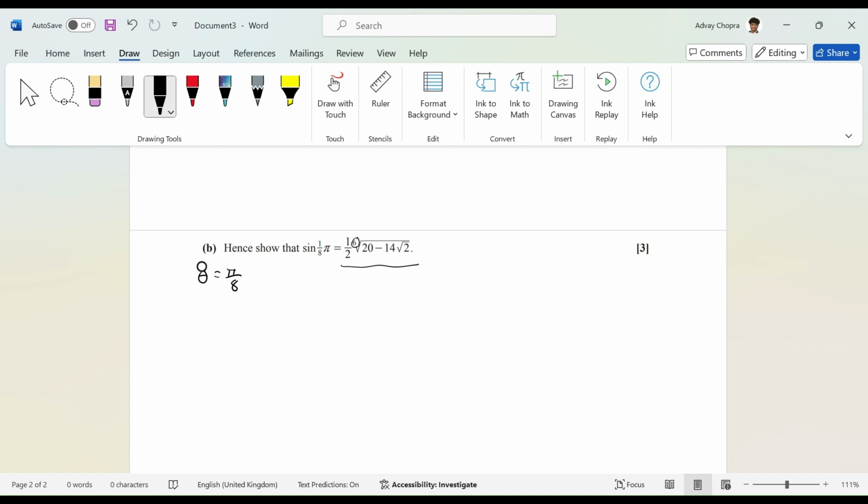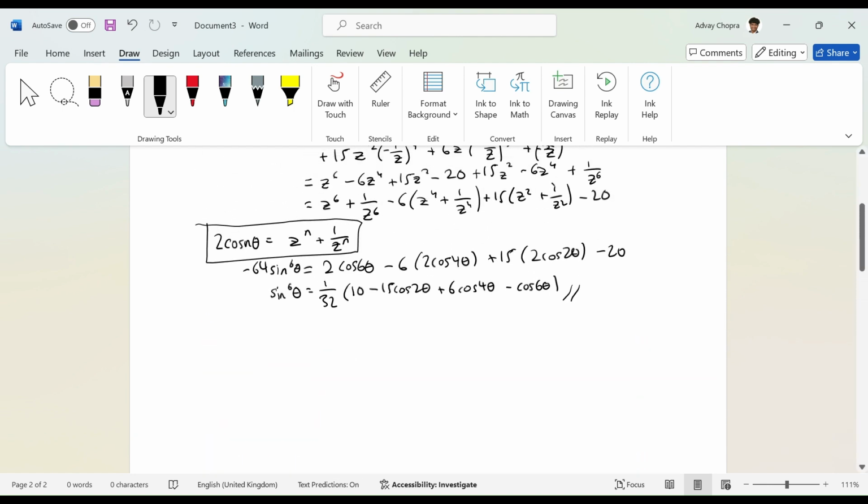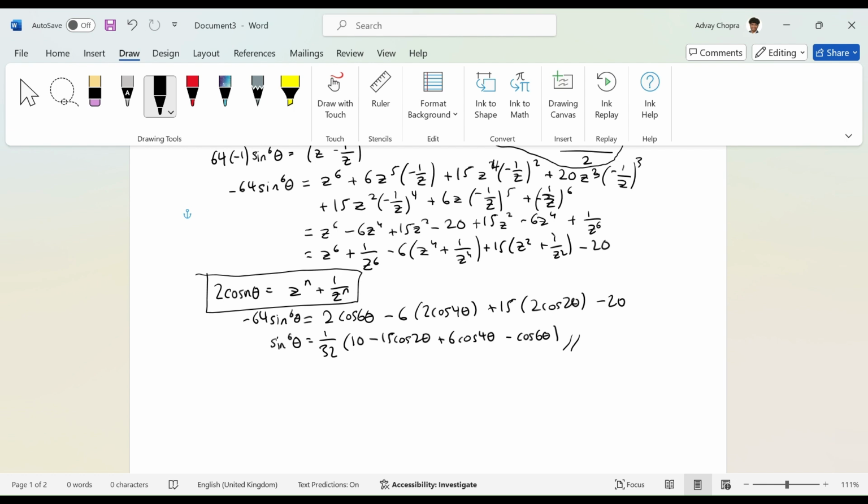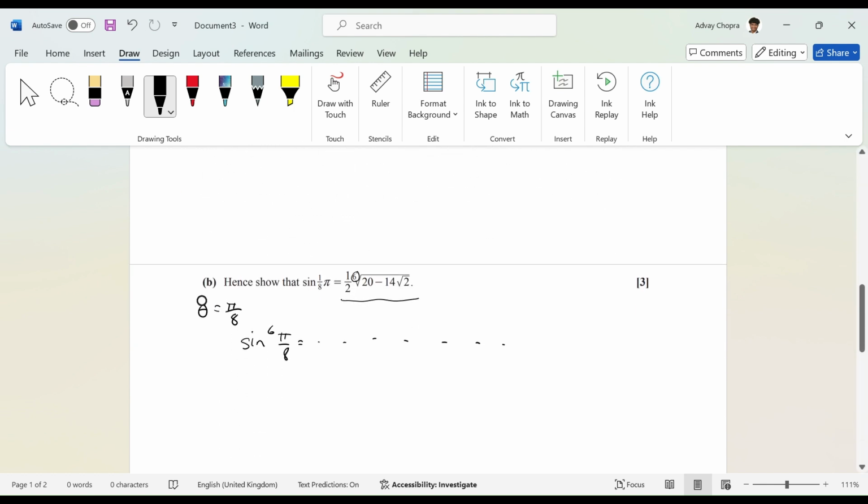So what I'm guessing that we have to do is sine to the power of 6 of pi over 8, which we have been given because we found it out in the last part, and then just take the 6th root of each side, and that should give us a final answer, because we know what theta is. So we can find an exact solution, and that would give us some root 2's. So we'll just go ahead and plug in pi over 8 into the formula.